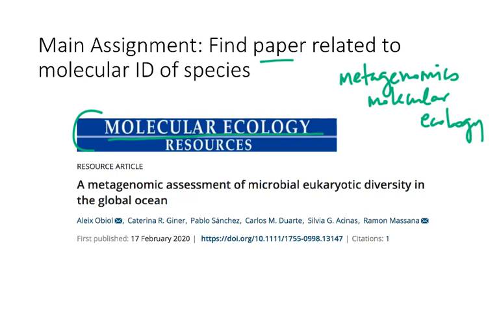This is one particular paper I found talking about the microbial diversity in the global ocean. They use metagenomics to figure out how many different types of microbial species are there. That's often one of the applications of these molecular species identification techniques. That's one of the things you're trying to figure out: overall, how many different species are there and what the biodiversity looks like.